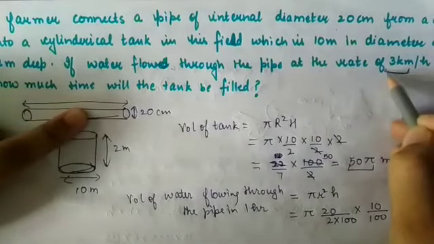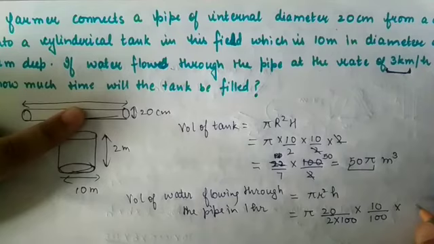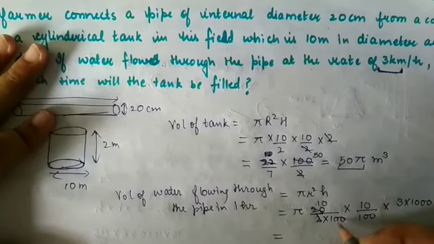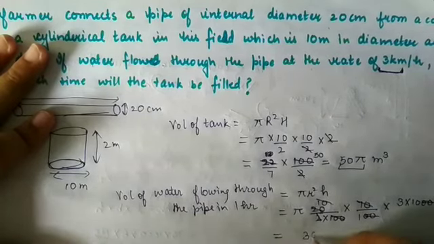Okay, because in 1 hour the distance covered or the length of the pipe or the height of the pipe is 3 kilometer. Now you will convert 3 kilometer in meter also. So 3 into 1000. So now you will solve this. You will get, so it is equal to 30 pi meter cube.